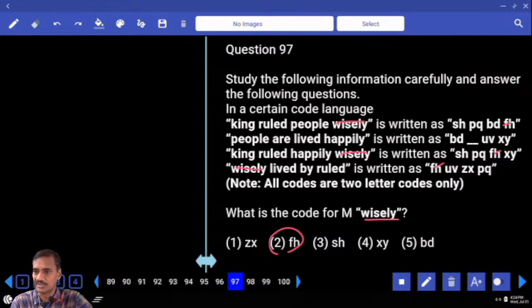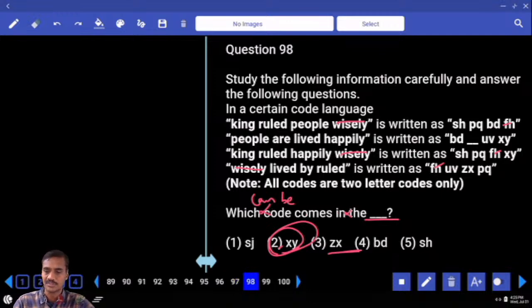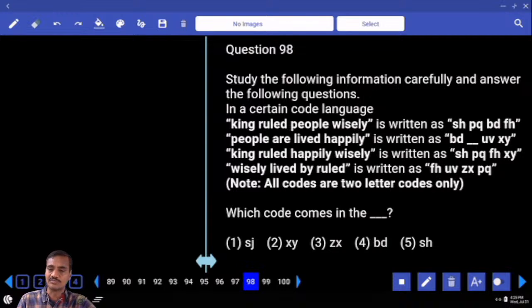And PQ is also common there. But as PQ is not among the given codes, FH is the answer. Clear? Our question was what can be the code for wisely. And 98, which code comes in the blank?